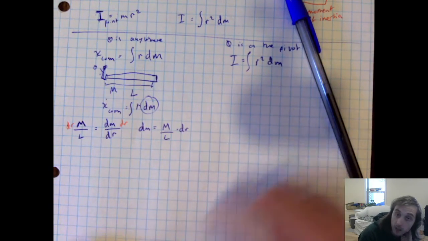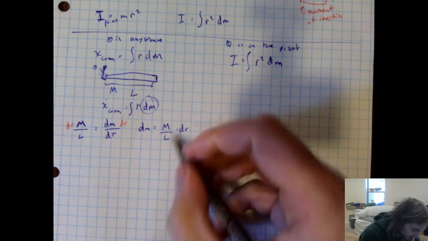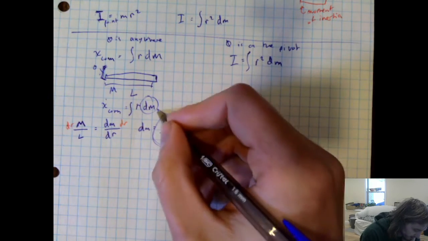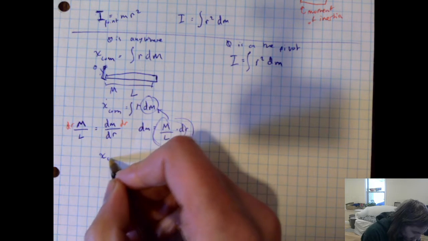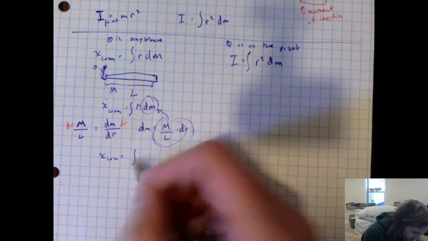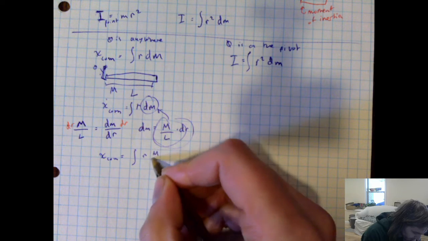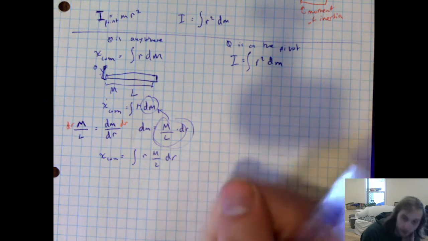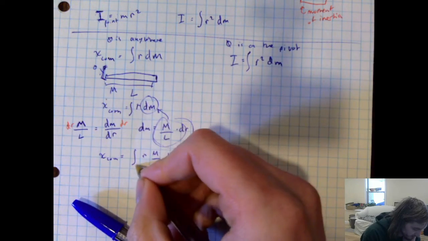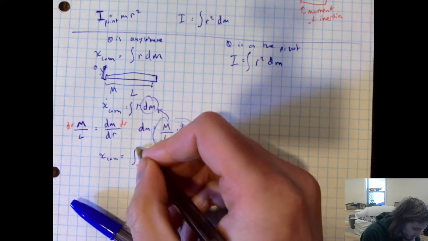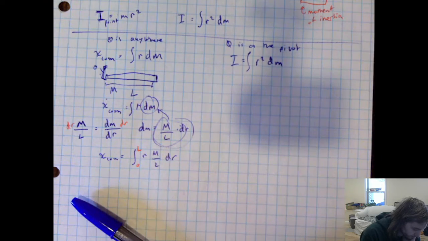And multiplying each side by dr to do that. Great. So I can take this and plug it back in up here. And when I do that, I'll get that my center of mass is equal to the integral of r m over L dr. And I need to integrate this from one end of the rod at an x position of 0 all the way to the other end of the rod at an x position of L.